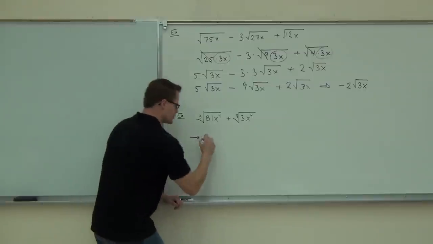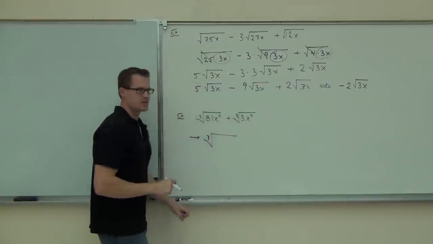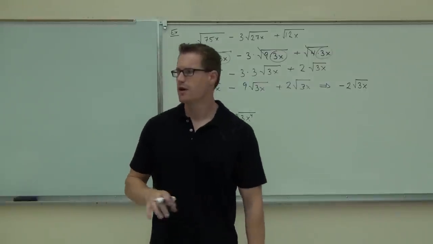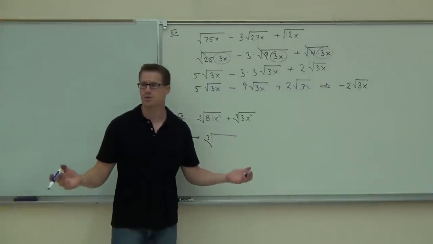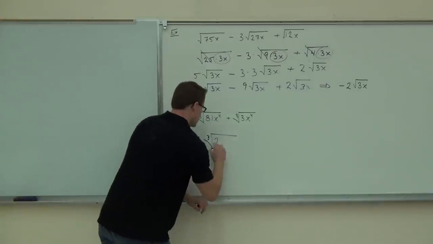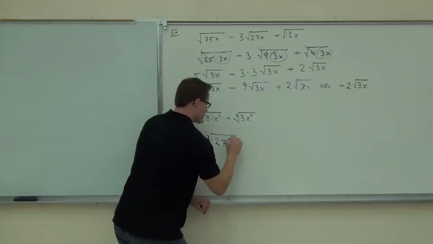Actually, what we have is a cube root of, let's talk about 81. Can you think of a number that you can take a cube root of that goes into 81? There's only a couple choices. There's 8, 27, 64. Which one? 27 times 3 gives you 81.